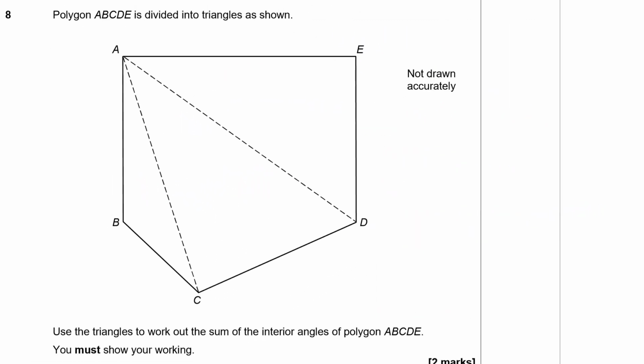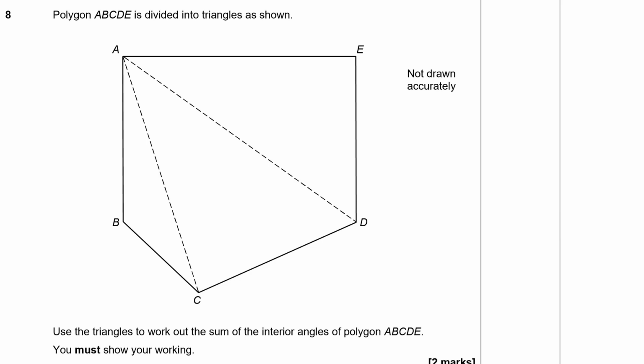It shows a polygon ABCDE, and that has been divided into 3 triangles. And we need to use the triangles to work out the sum of the interior angles of polygon ABCDE, and we must show our working. Well, this polygon has got 5 sides, so it's actually a pentagon. So a 5-sided shape has got 3 triangles that go inside.